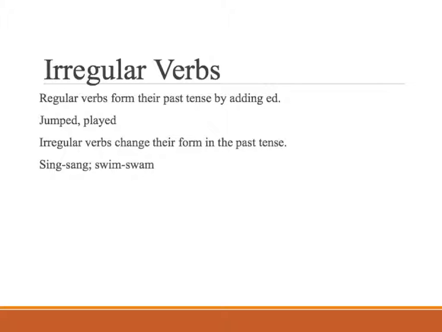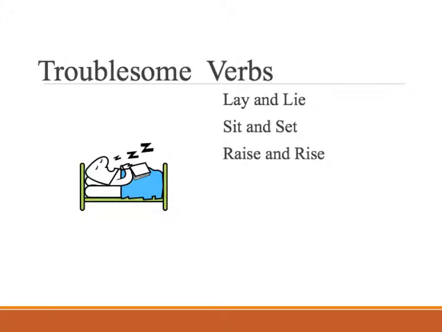An irregular verb changes forms in the past tense. So our regular verbs here, we added ed: jumped, played. Irregular verbs change their form in the past tense. Sing, sang. Swim, swam. Most of them that change forms we know by sound, although there are a few that cause problems. So we're going to spend most of this lesson talking about the troublesome verbs lay, lie, sit, set, raise, and rise.